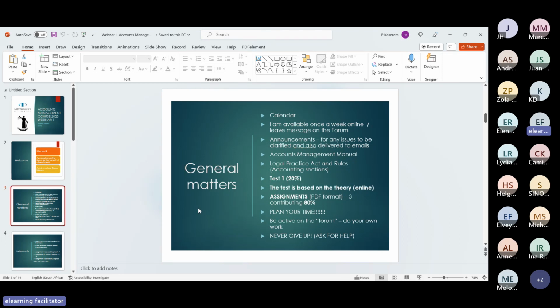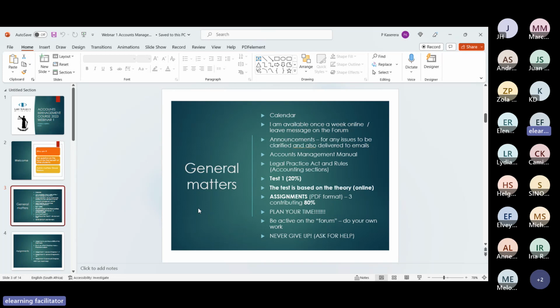It has got a lot of accounting information there, what you need to do, what you need to follow. So you need to go to the Act, Section 86, and check it, read it, understand it, because this is what the Legal Practice Council uses, even in court, against you if ever you are not adhering to the sections of the Act. And also there are rules that were published to do with accounting.